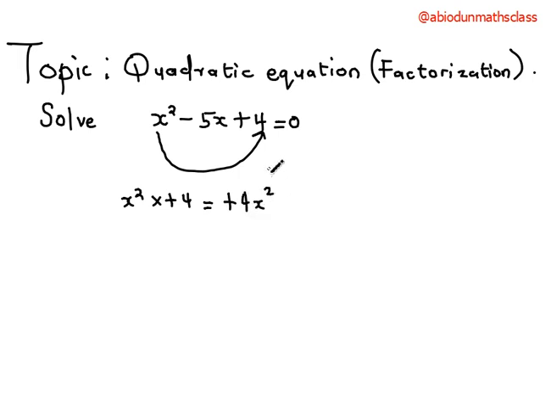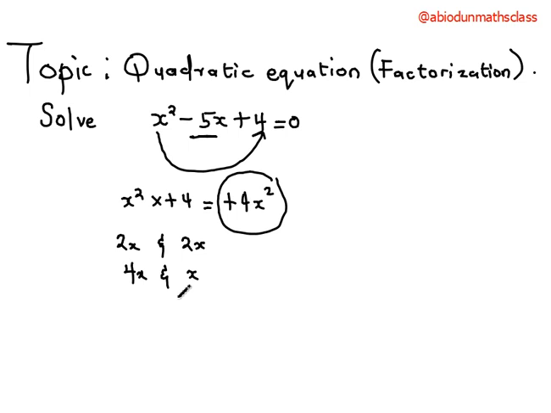After doing that, the second step is to look for two factors such that when you multiply, it will give us plus 4x squared, with each term carrying x. When you add, it will give us minus 5x. There are many things that when you multiply, you get 4x squared. One can be 2x and 2x, which multiplied together give 4x squared. Another can be 4x and x, which multiplied together give 4x squared.